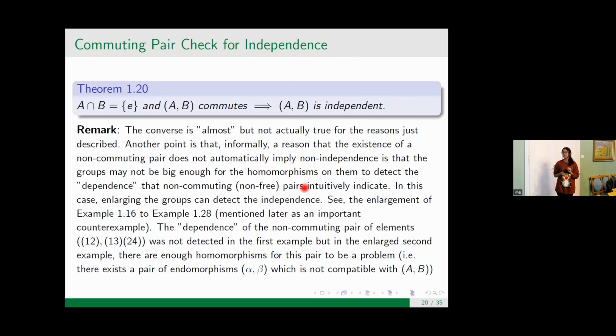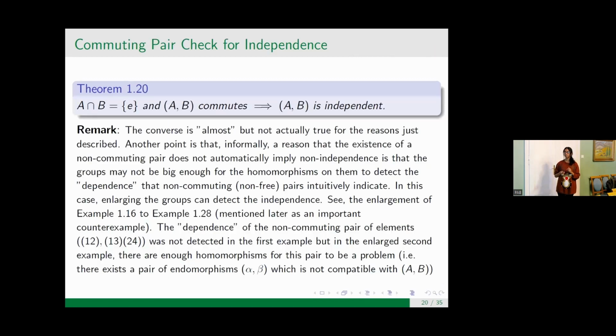And the reason is that there are two possibilities. One, if you are non-commuting because you are free in this universal way, you can still be independent. But if you are non-commuting in a way you intuitively expect, because it's dependent, it can be that the groups are not big enough to have the homomorphisms to witness the dependence. So this example, which we showed before with the non-normal groups being independent, can be enlarged. They can sit in bigger groups, which will then be non-independent.